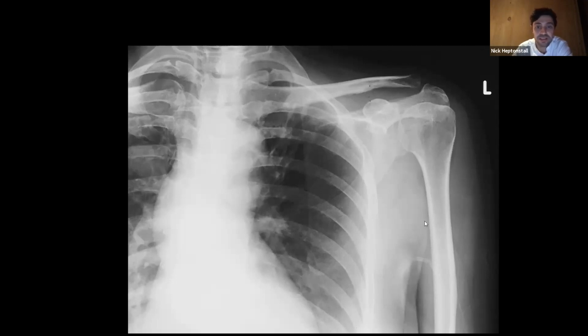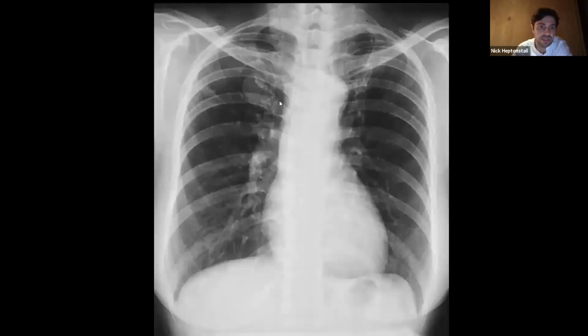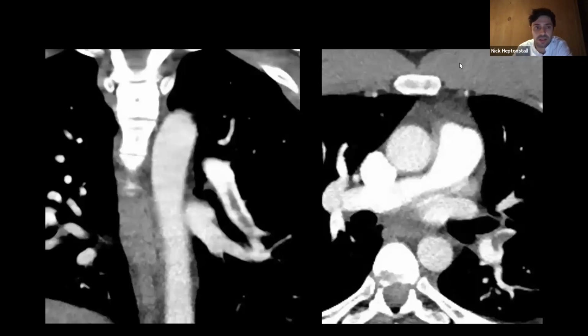So that's a lung cancer. Patient was sent home. Fortunately, it got picked up. So just to show you there, that's the lung cancer. Easy to miss. So this is the next case.